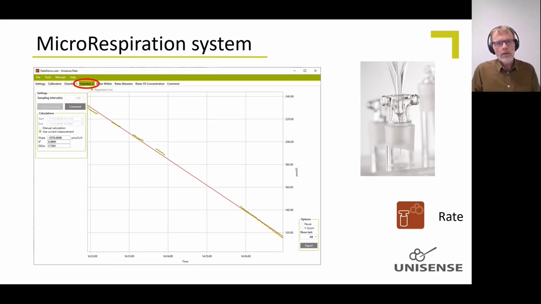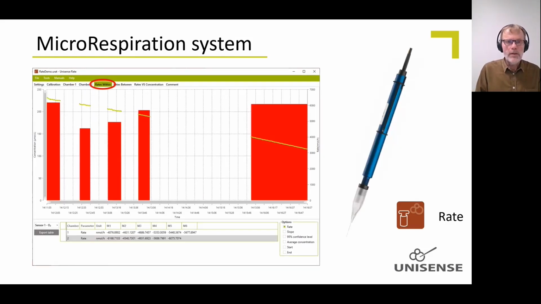The software also calculates the rates of change. We have 2 ways of doing that. So there's one called rates within, where you see there's a linear regression, the yellow line on top of the green data points within each period where the measurements have been made. And that gives a series of data you can see down here.